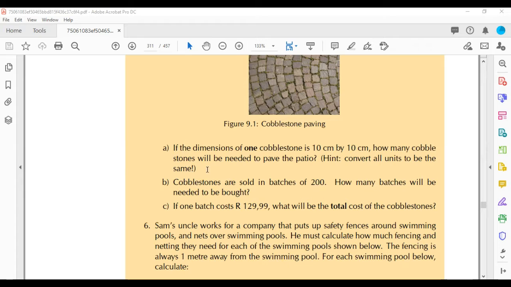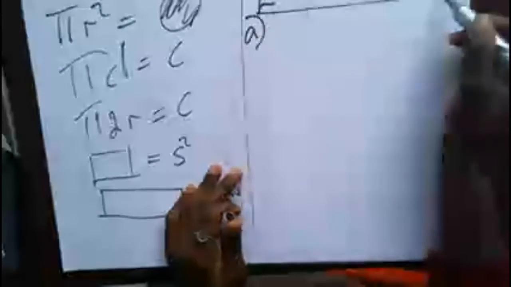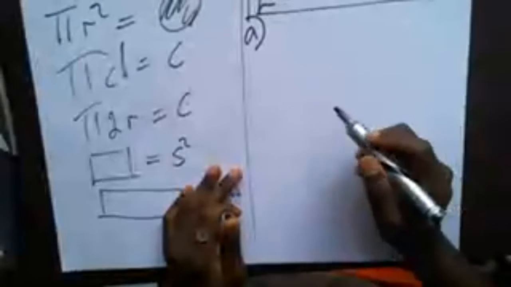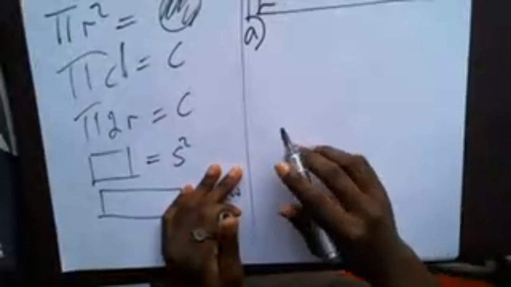So first we need to determine the area to be covered. What is the area to be covered? We need to calculate it using the information that we already have: length of 6 meters and width of 8 meters. That is the space to be covered.